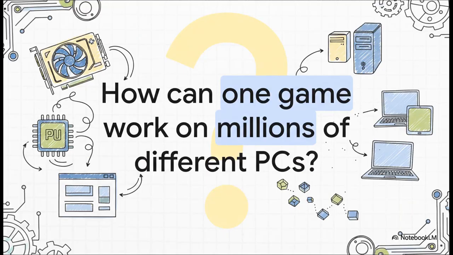I mean, really think about it for a second. There are just countless combinations of graphics cards, processors, operating systems, you name it. So how in the world can one game, made by one developer, run smoothly on your beast of a gaming rig, your friend's laptop, and literally millions of other unique machines out there? It's a massive, massive problem of diversity.